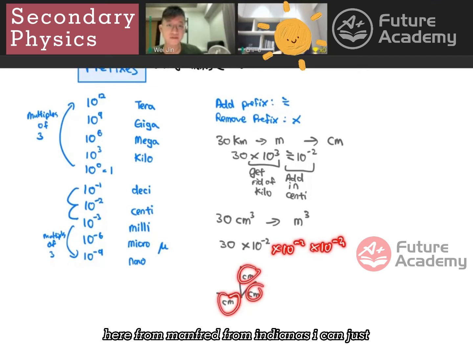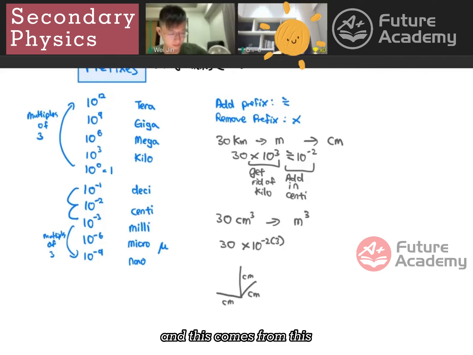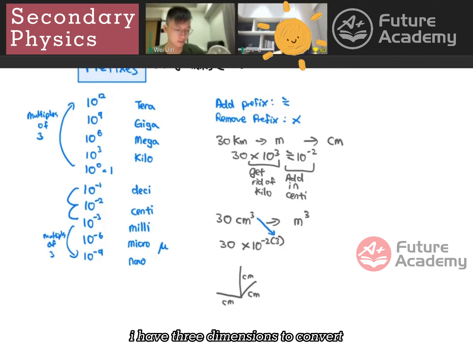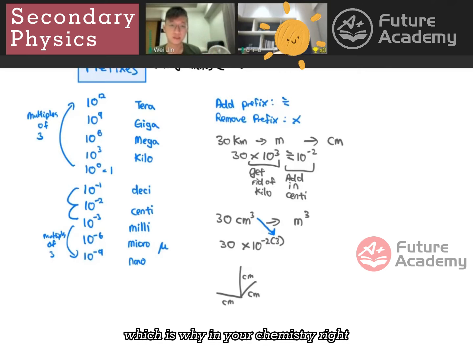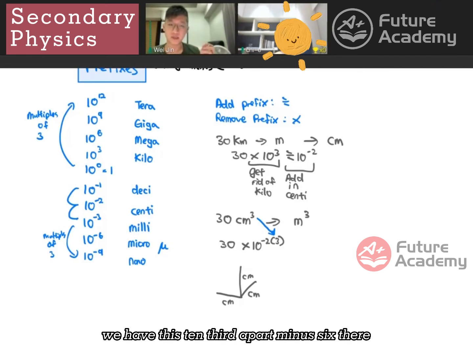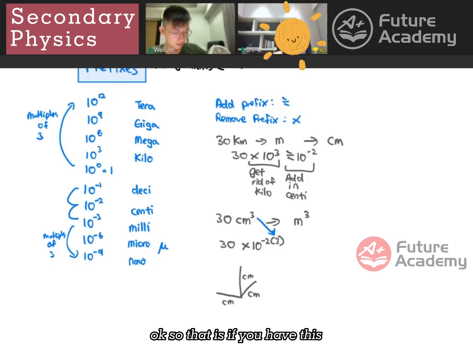From indices, I can just say that I'm going to power these 3 times. And this comes from this: I have 3 dimensions to convert, not just one dimension. Length, breadth, and height all have to convert. Which is why in your chemistry, we have this 10 to the power minus 6 that we get. It's from cm cube to meter cube. So that's where this conversion comes from.